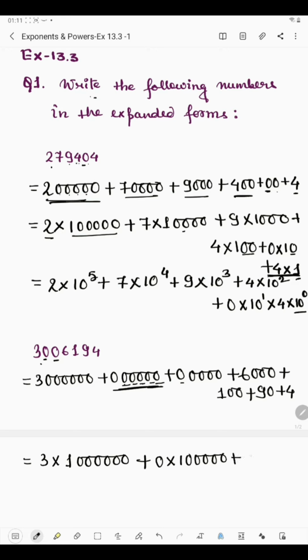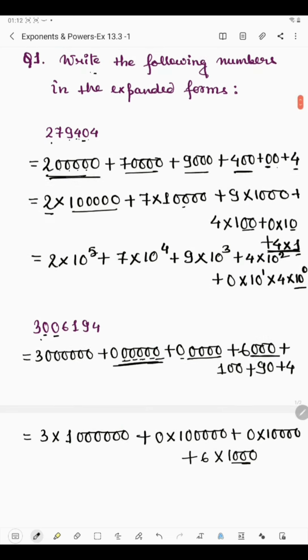Okay. After this again we have 0, and then we have 4 zeros. So we'll write 4 zeros, because when you multiply 10,000 by 0 we'll get 0. And then after this we have 6. 6 multiplied by 1,000, because we have 3 zeros, so 3 zeros here. 6 multiplied by 1,000 is 6,000.